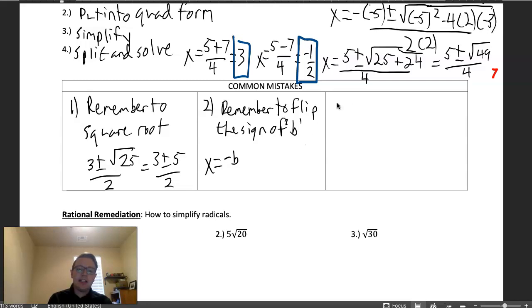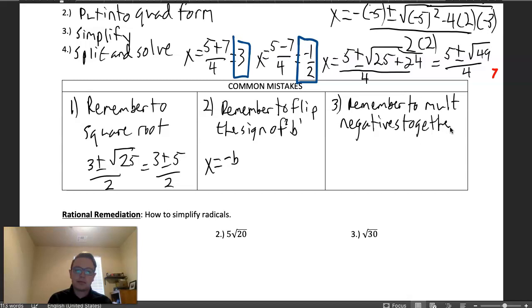And then finally, the last thing we need to remember is remember to multiply negatives together. So this is when we're talking about the b squared minus 4ac. If a or c is negative, then this term is going to come out to be positive because we have minus a negative. So we have to remember to keep track of our negatives inside of this term.